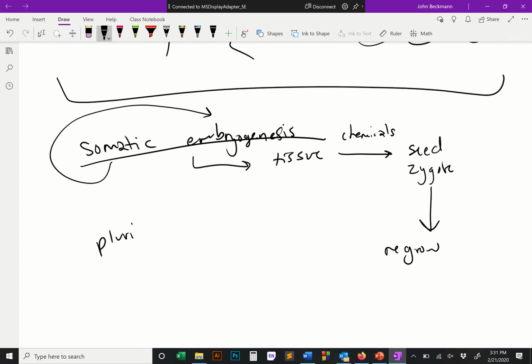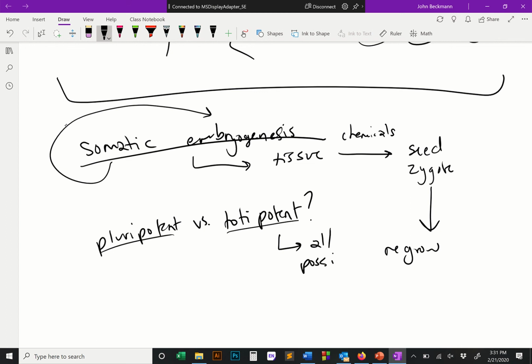What's the difference between pluripotent and totipotent? So I just threw out this term. Totipotent means it can generate all possible cell types. Pluri means two or more, so it can generate some, but not all. So you'll hear pluripotent stem cells. They can only return to a couple different cell types, whereas a totipotent stem cell could generate every single cell in that entire organism.